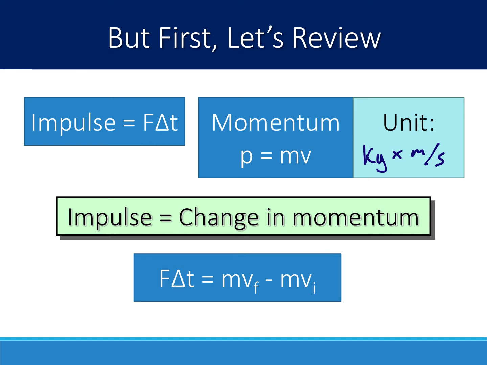So the longer you apply a force, or the greater force you apply over a certain amount of time, is equal to the change in momentum, the mass times the velocity. We can rewrite that equation right here. Force times time, or the impulse, is equal to the final momentum minus the initial momentum. Remember, our subscripts F and I refer to the final and the initial momentums.